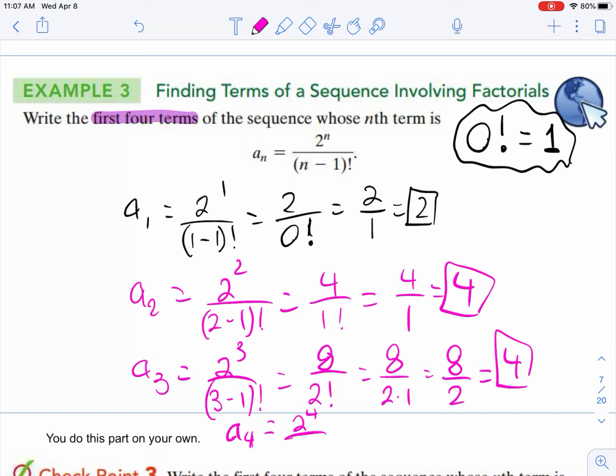So then we're going to have 2 to the power of 4 over 4 minus 1 factorial, where 2 to the power of 4 is 16, all over 3 factorial. And we just found that 3 factorial is 3 times 2, which is 6. Then we just reduce this, and we're going to get 8 over 3. Okay, so that's all for example 3. I'm going to give you guys a moment. Please go ahead and try out checkpoint 4 for me.